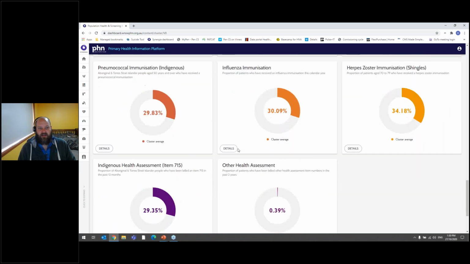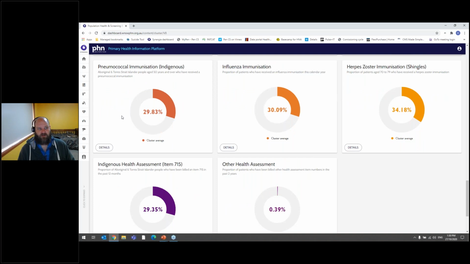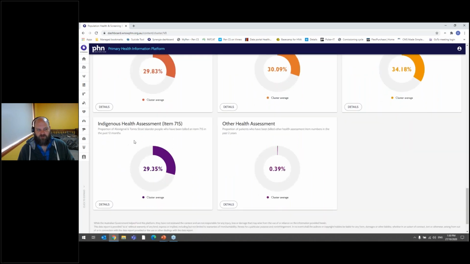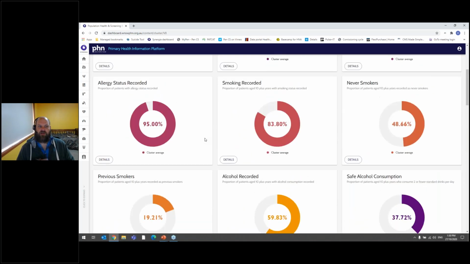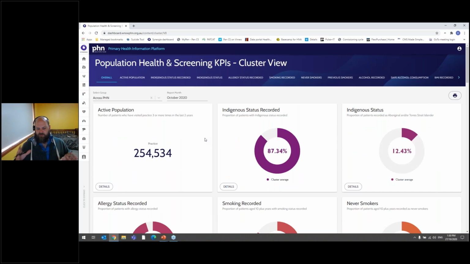And as I was saying before, we've got the difference in the pneumococcal vaccine, the influenza vaccine, the herpes zoster, and then finally the Aboriginal health assessments in the last 12 months, so that's 715 billing, or other billing opportunities for health assessments that have been undertaken. So this is just the general population health and screening module, to give you an update from a practice perspective of the health of the patients visiting your practice overall, as opposed to looking at them individually, and also to see how you're going with the screening for those specific cancers and other chronic diseases as well.